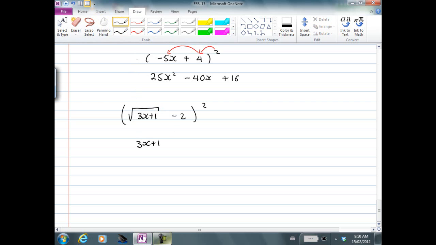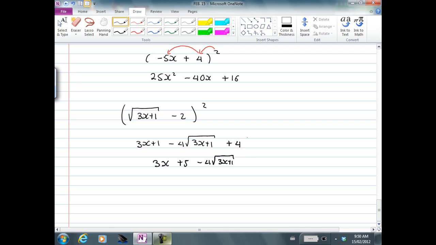Then there's going to be a middle term. What's the middle term going to be? Good. Negative 4 root 3x plus 1. See what I did? All I did was go 2 times negative 2 times the square root. That's where negative 4 came from. Finally, plus 4. And if I merge everything together, I have 3x plus 5 minus 4 root 3x plus 1.